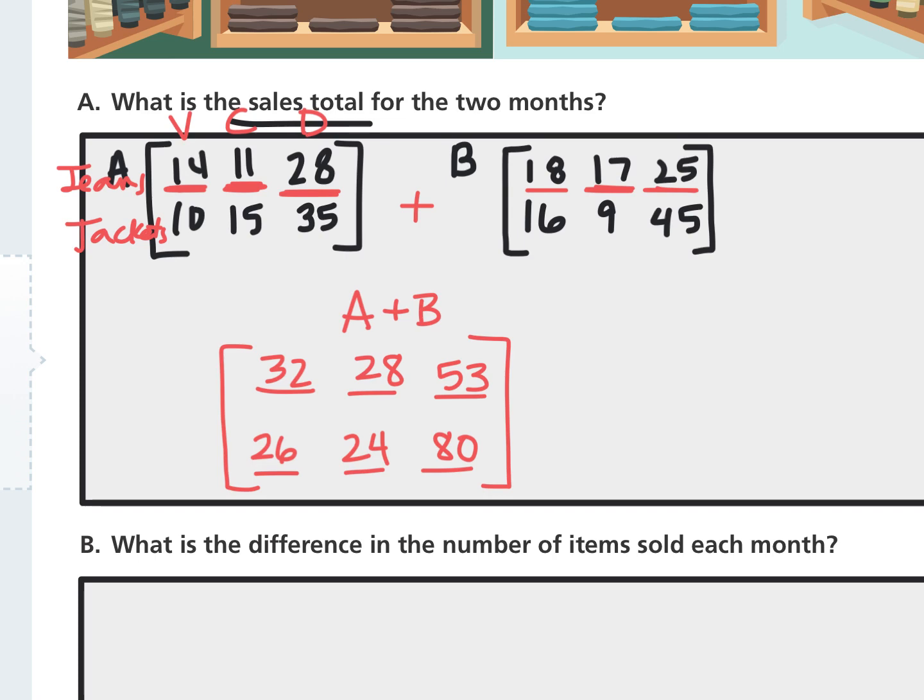And so what this does is gives you the sum that you're looking for the two months, but it gives it to you in an organized way so that you still know which values correspond to which things. So for instance, you could still tell me what's the total sum of distressed jackets, and that would be 80 down here in the bottom.